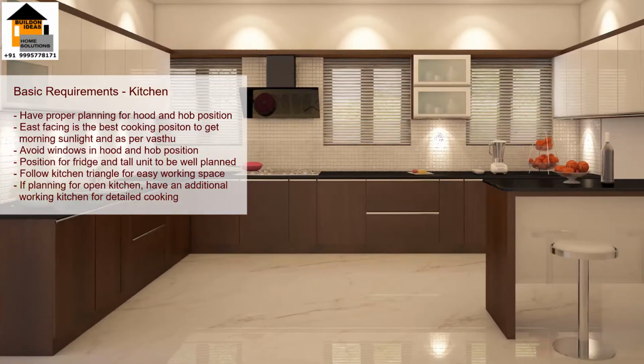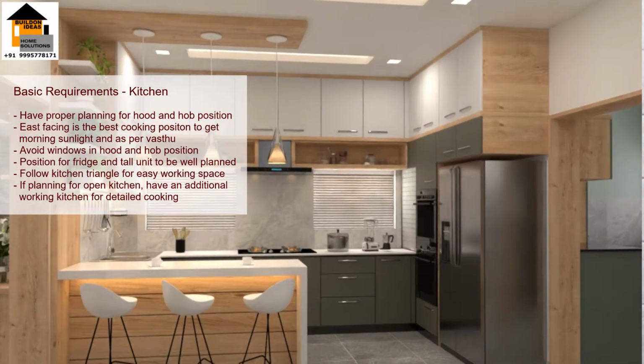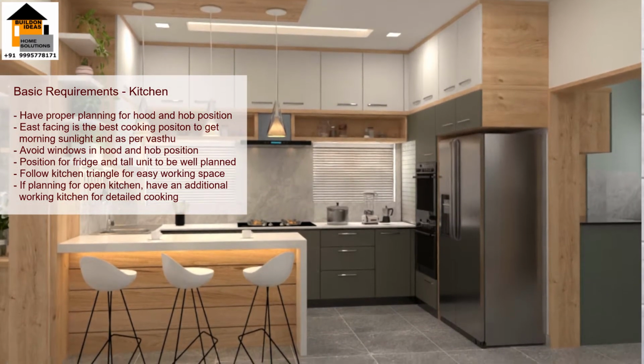And now coming to the kitchen, it should have all the facilities. Make sure it has everything required, if you consider the hood and hob, the window position, the door position, and then the microwave and the fridge position. The kitchen triangle has to be maintained. So all these have to be considered.